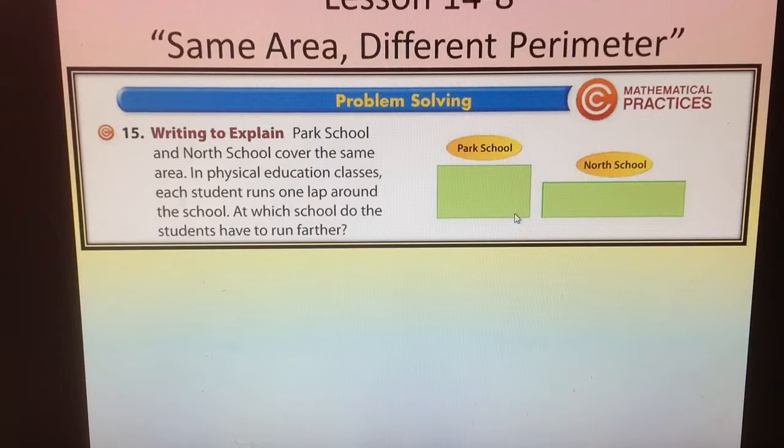At which school do the students have to run farther? In other words, which perimeter is longer? Park School perimeter longer or North School perimeter longer? Pause the video to think about this if you need to.